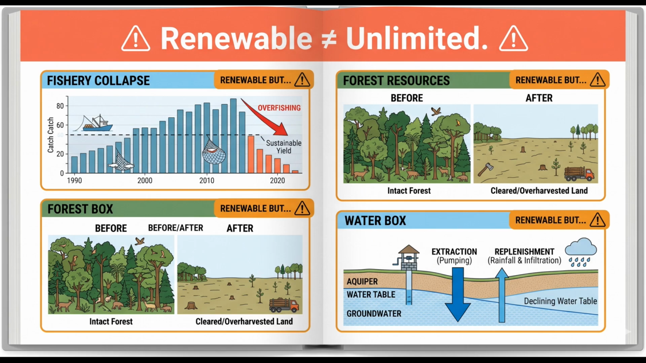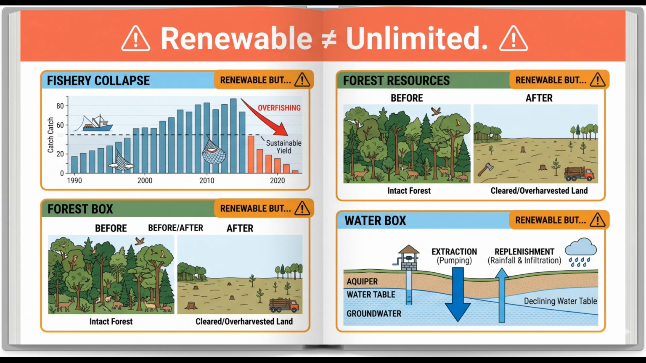Forests are renewable. Trees grow back. But if we clear forests faster than they can regenerate, the land degrades permanently. Deforestation is not just a slow process, it can make a renewable system irreversible. Water is renewable, it cycles through evaporation and rainfall. But in some regions, groundwater is being extracted faster than rainfall can replenish it. The aquifer depletes. A renewable resource becomes functionally scarce.